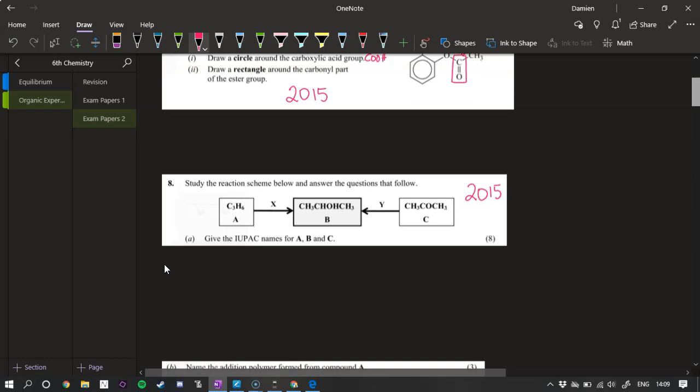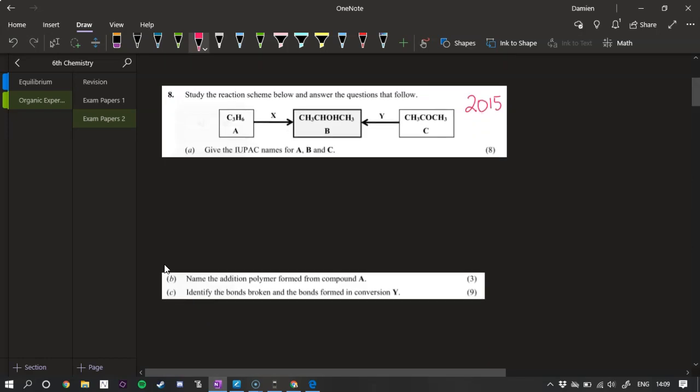So continuing on with 2015, then we're on to question 8. And we were asked to study the reaction scheme below and answer the following questions and give the IUPAC names for A, B, and C. So if we start off with the first one, which is A, which is C3H6, you have a couple of options. You might spot, first of all, that this is in the format CnH2n. And if it's CnH2n, that is, of course, the formula for the alkenes. And it's a 3-carbon alkene. So if it's a 3-carbon alkene, you're looking at propene.